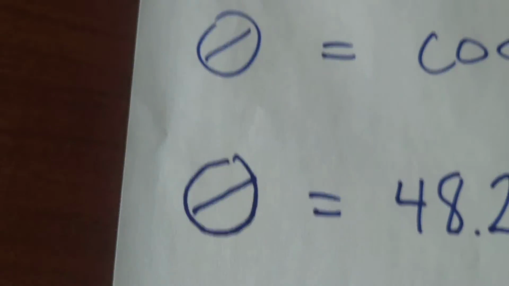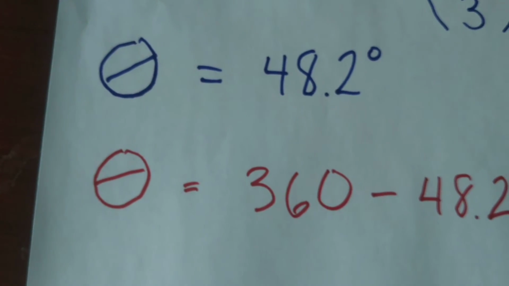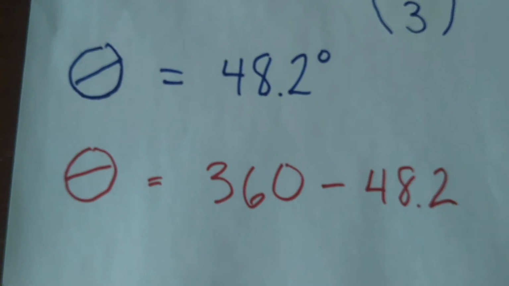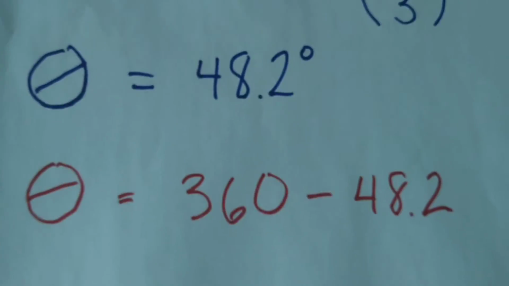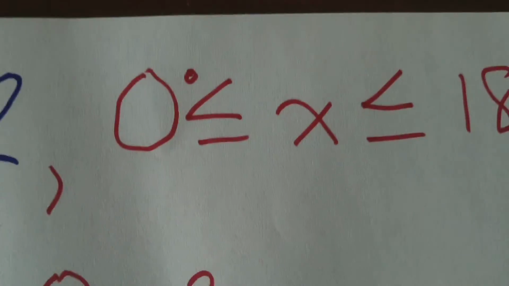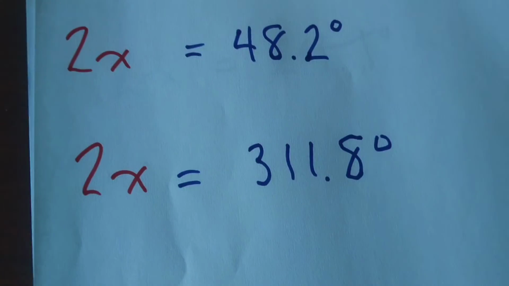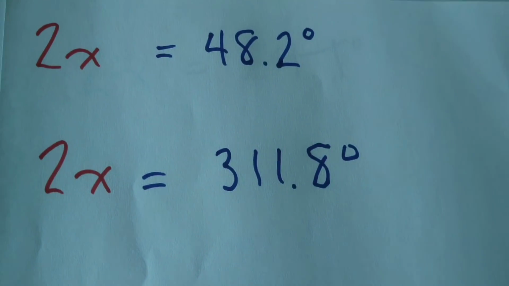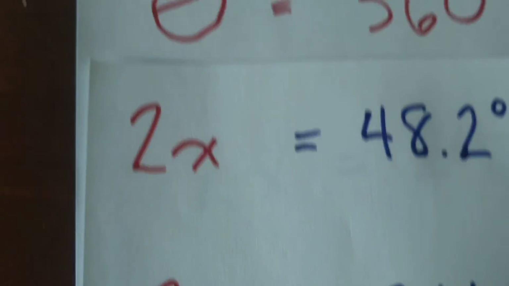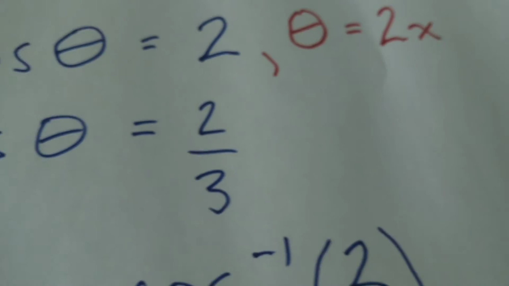So we're going to put 2x in for theta, and we're going to solve each of these. And we're going to find out where the solutions exist between these 2 increments. So we substituted 2x in for theta.